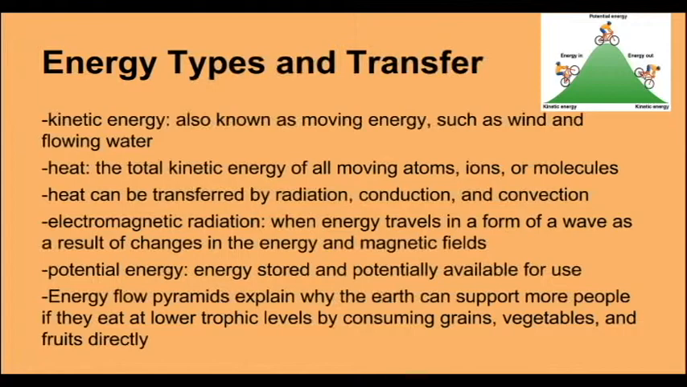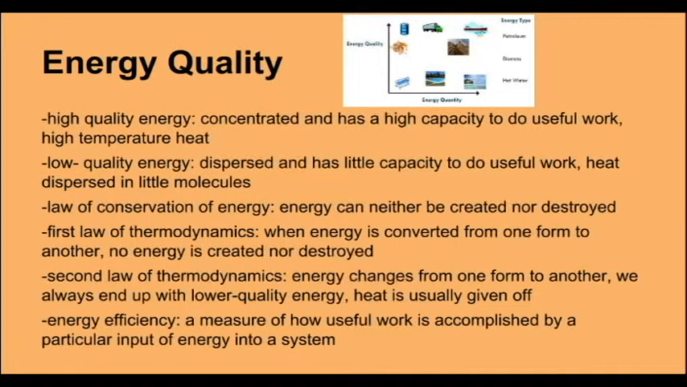Energy flow pyramids explain why the Earth can support more people if they eat at lower trophic levels by consuming grains, vegetables, and fruits directly. High-quality energy is concentrated and has a high capacity to do useful work, and it is also known as high-temperature heat. Low-quality energy is dispersed and has little capacity to do useful work, and the heat is dispersed in little molecules.